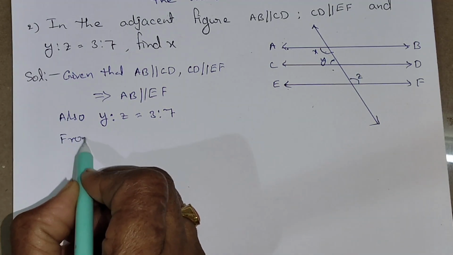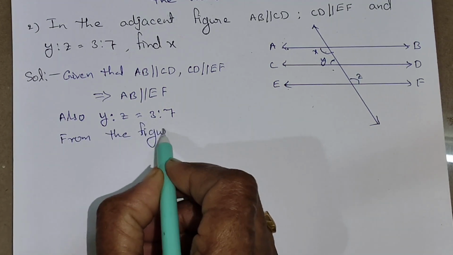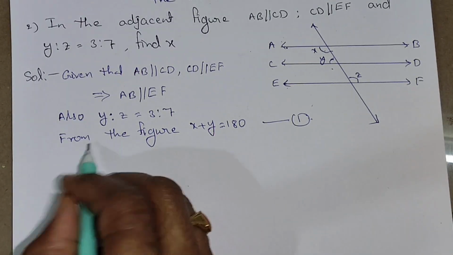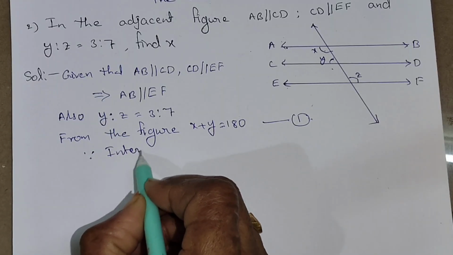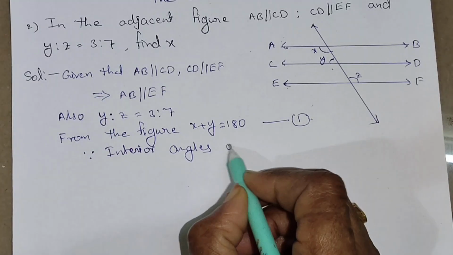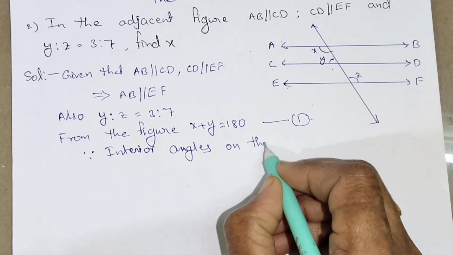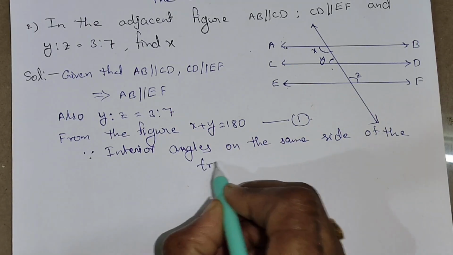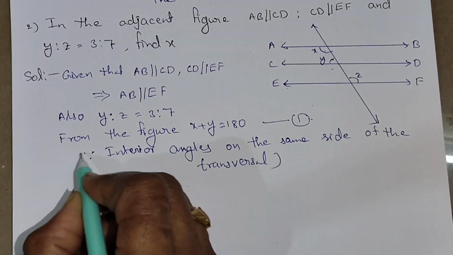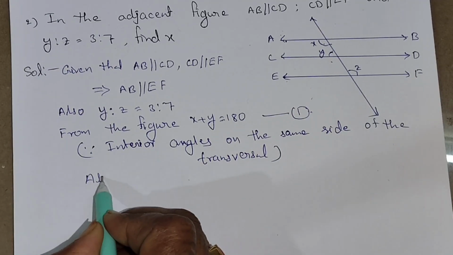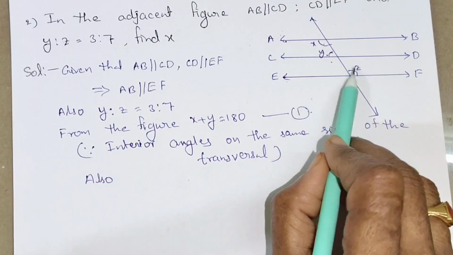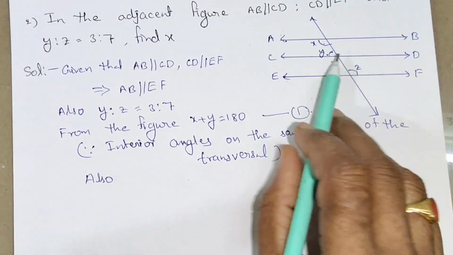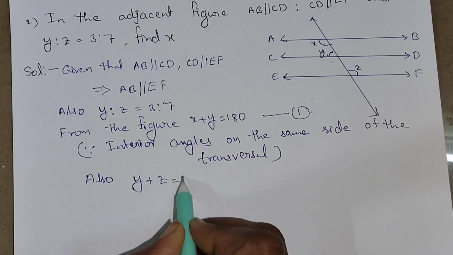So from the figure, X plus Y equal to 180. This is equation 1, since these are interior angles on the same side of the transversal. Next, Y and Z are on different sides, but the sum is also equal to 180. So Y plus Z is equal to 180.